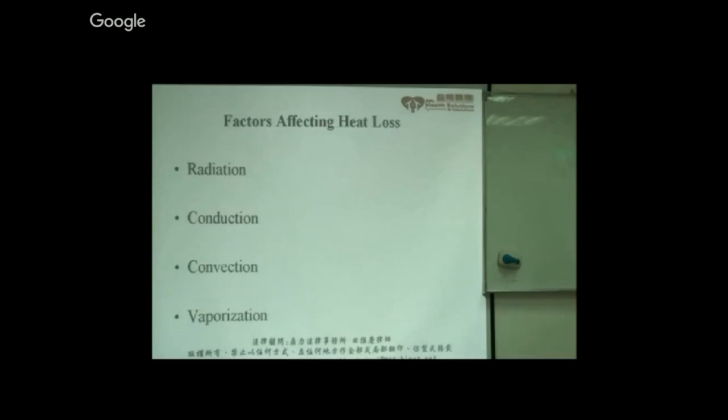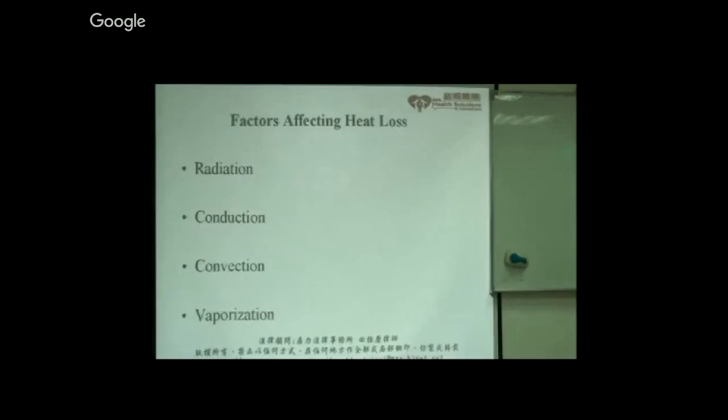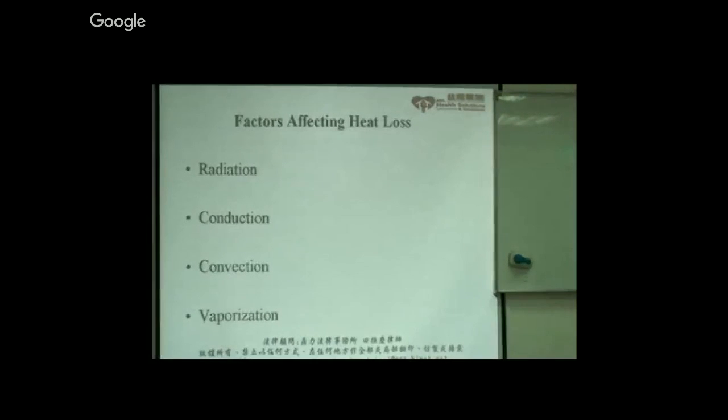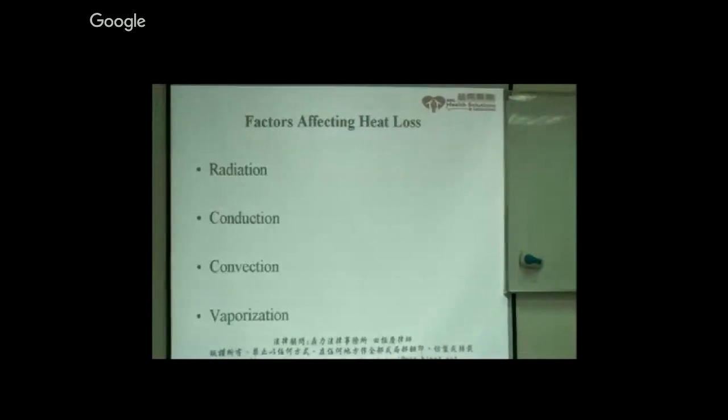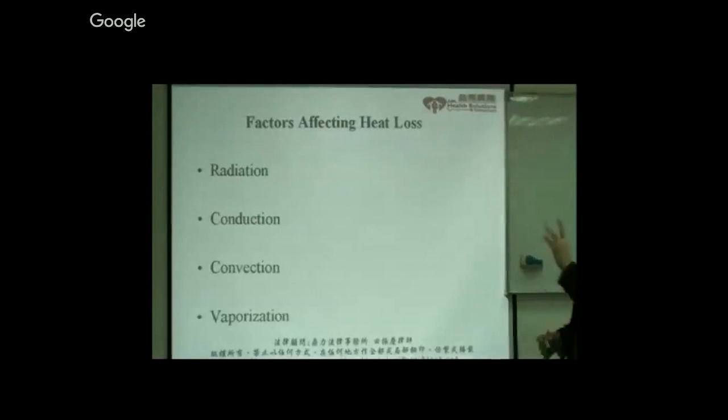We now go to factors affecting heat loss, which is heat removed from the body. We call it heat loss. You have 4 types. Number 1, radiation. What do you mean by radiation?